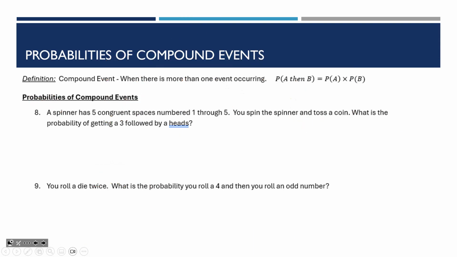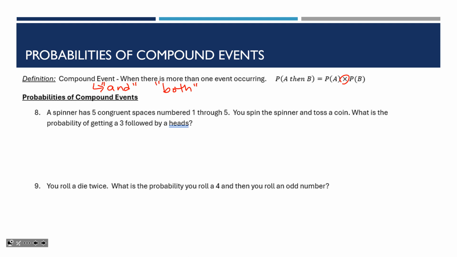Now we want to talk about what's called a compound event. A compound event is when there's more than one event happening at the same time. And to find the probability of a compound event, you're going to take the individual probabilities and then multiply them together. So when you see the word and, or something that means and, like both, that's when you think compound event and then you think multiply. So quick recap, when we saw or, we added together. When we see and, we're going to multiply together. Let's look at some examples.